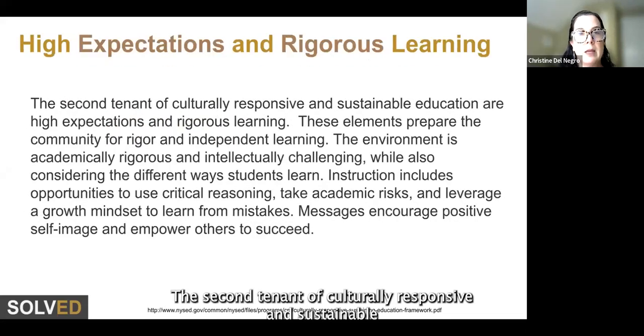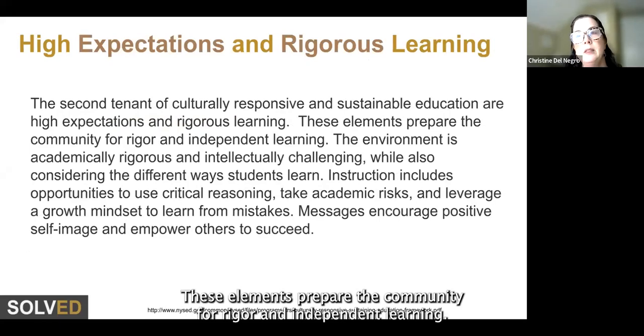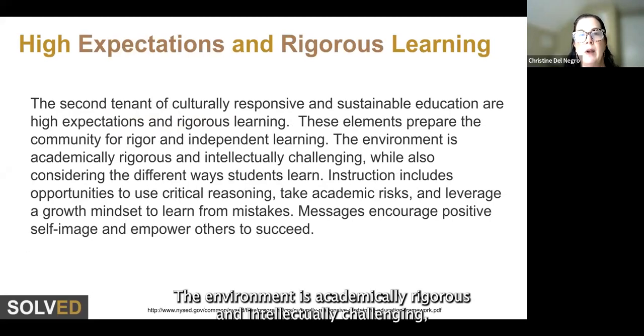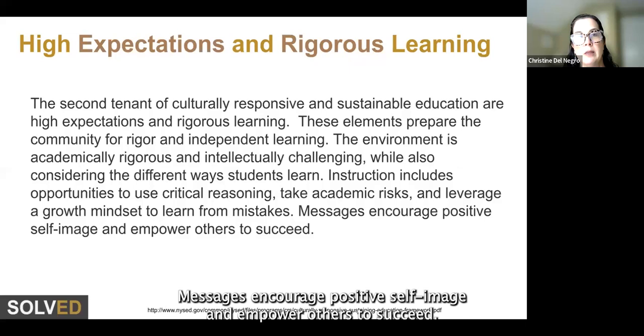Okay, the second tenet of culturally responsive and sustainable education are high expectations and rigorous learning. These elements prepare the community for rigor and independent learning. The environment is academically rigorous and intellectually challenging, while also considering the different ways students learn. Instruction includes opportunities to use critical reasoning, take academic risks, and leverage a growth mindset to learn from mistakes. Messages encourage positive self-image and empower others to succeed.